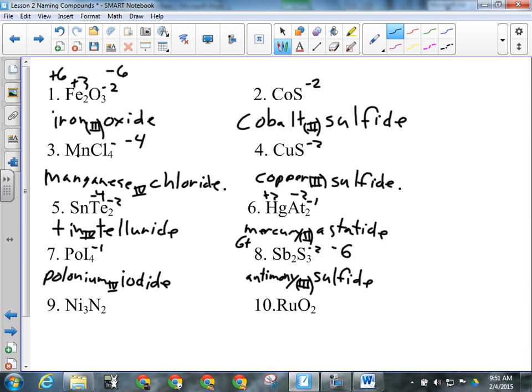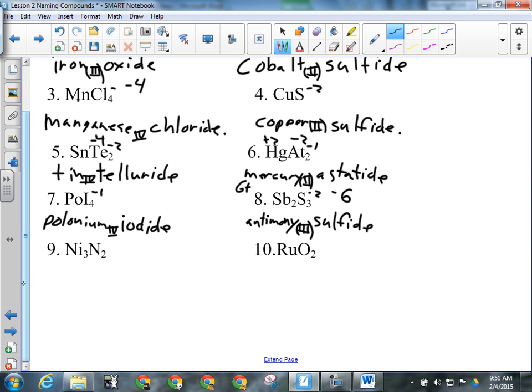Okay. For number 9, I've got nickel with nitrogen. So we're going to have nickel something nitride. Okay, nitride is always -3, so that gives me a total of, again, 6 negatives. I need 6 positives over here, so every nickel has a charge of 2.